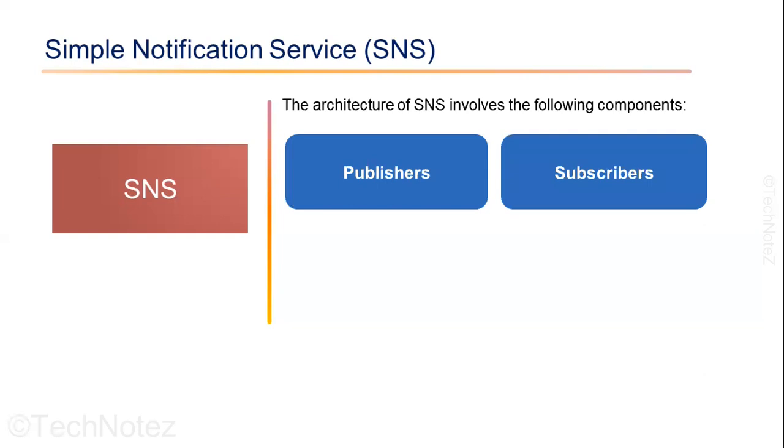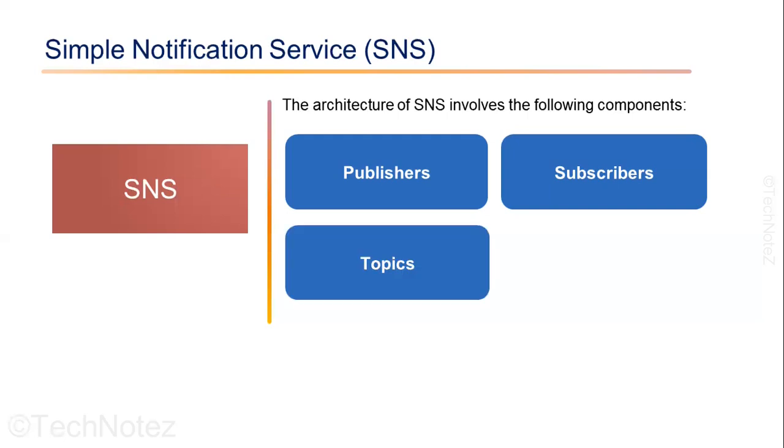SNS supports a variety of subscription types, including email, SMS, HTTPS, AWS Lambda, and mobile push notifications. Additionally, SNS provides a feature called message filtering that enables subscribers to receive only the messages that are relevant to them based on the filtering criteria. This helps the user filter the messages that they want to receive.